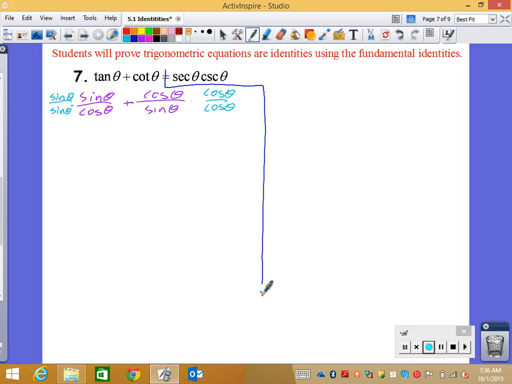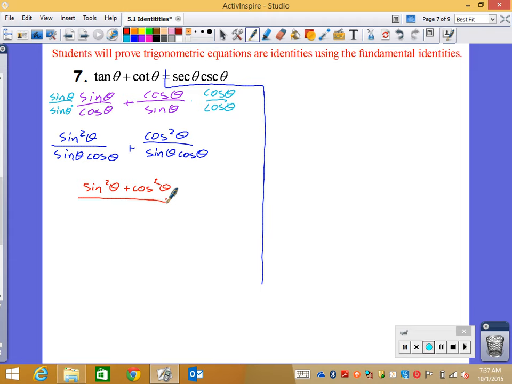So what do we have on the left? I'm going to have sine squared divided by sine theta cosine theta, plus, for the right one, cosine squared theta over the same denominator. I can combine it now. So I end up getting sine squared plus cosine squared. Hopefully you recognize that right off the bat as a 1 using my Pythagorean identity.